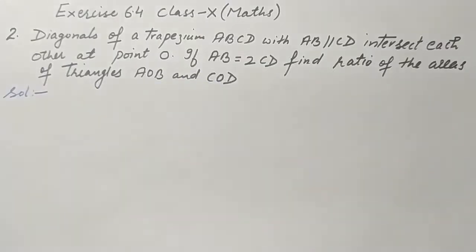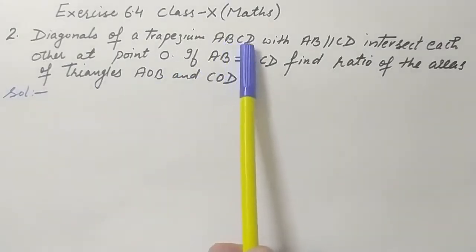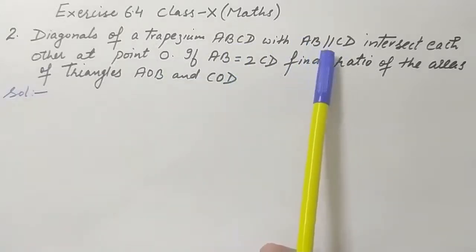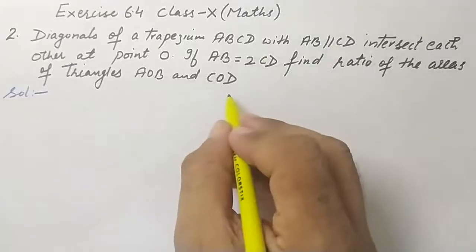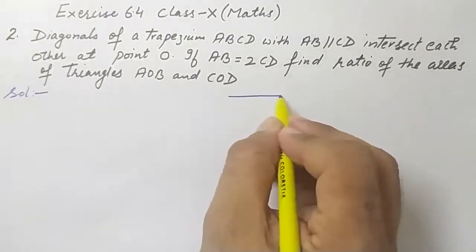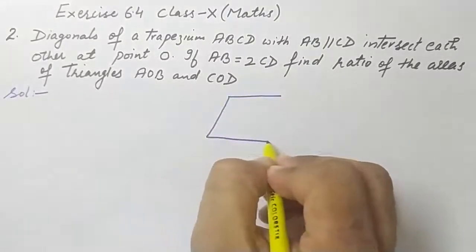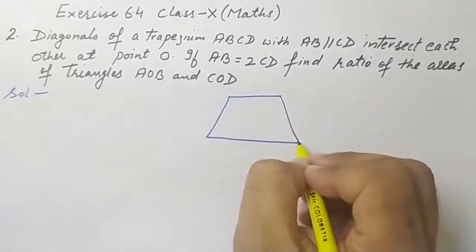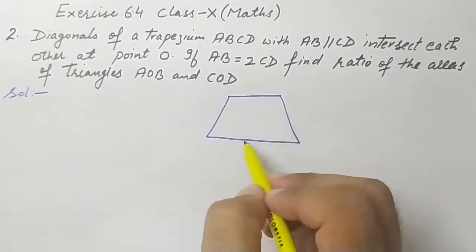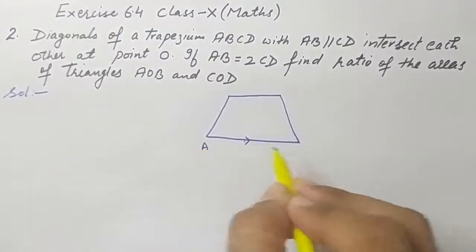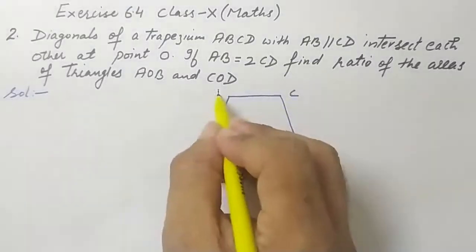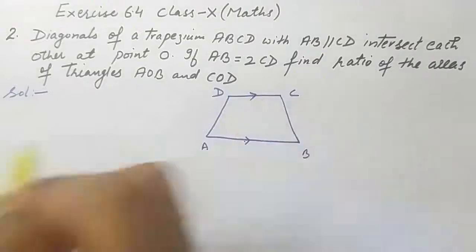So in this question, one trapezium ABCD is given in which AB is parallel to CD. So let's draw the figure first of all. Let me tell you what a trapezium is. A trapezium is a quadrilateral in which at least one pair of opposite sides is parallel. So suppose this is AB, CD, and here AB is parallel to CD.